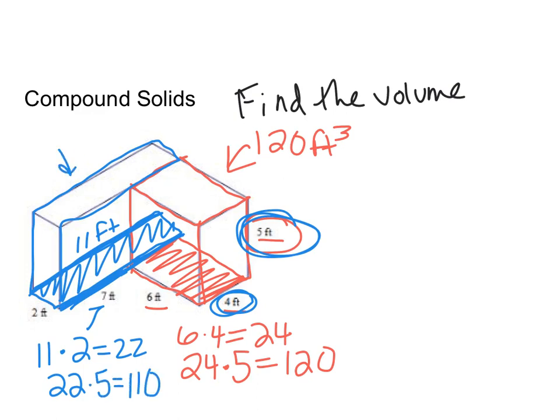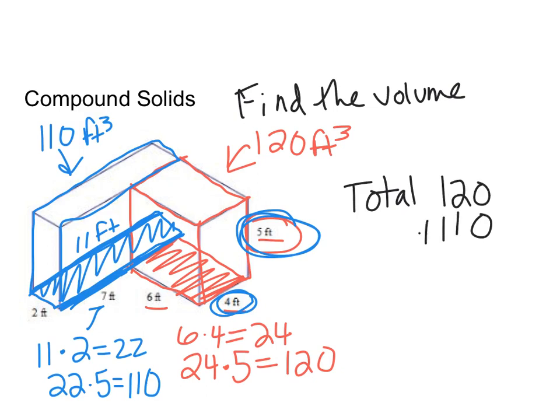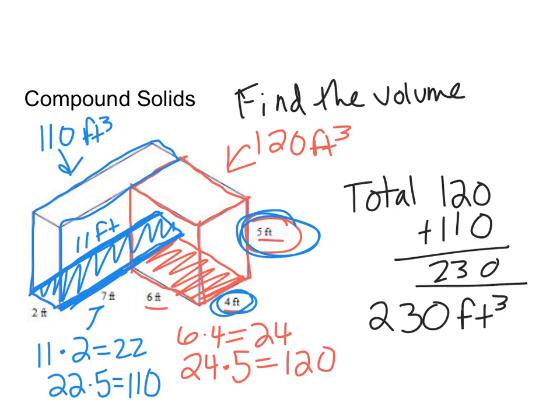So that means the volume of the blue figure is 110 feet cubed. So then for my total, I just need to add 120 plus 110 to find that my total volume is 230 feet cubed. I found the volume of each part and then added them together. Sorry, I should say I found the volume of each part, not the area, and then added them together.